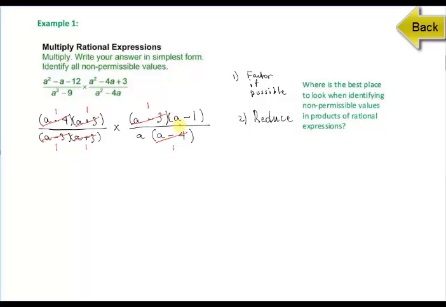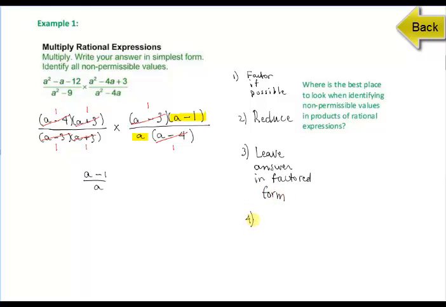So our final answer will be to take this binomial from the numerator and this monomial from the numerator and write them as a fraction. So you're going to have a minus 1 over a. And so you want to leave your answer in factored form.